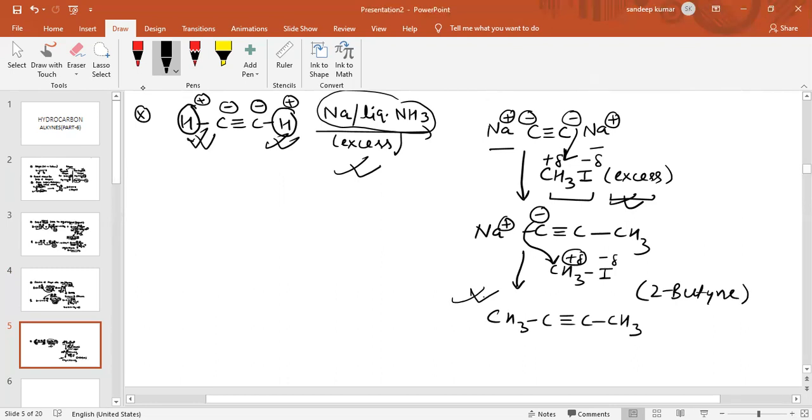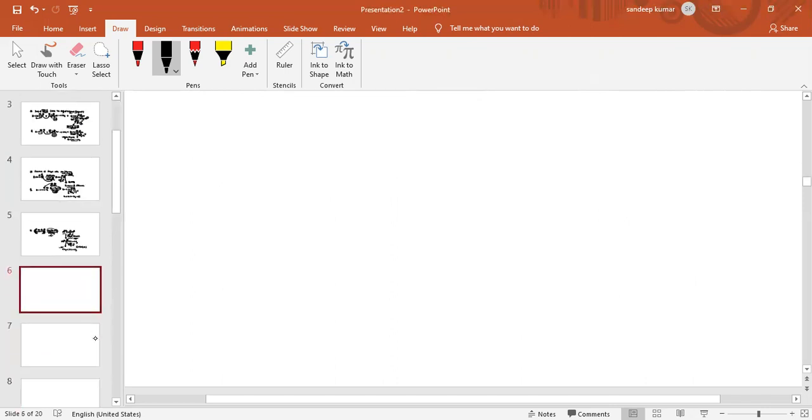Now see, next we are going to discuss the laboratory method for the preparation of alkynes. What are the laboratory methods for the preparation of alkynes?